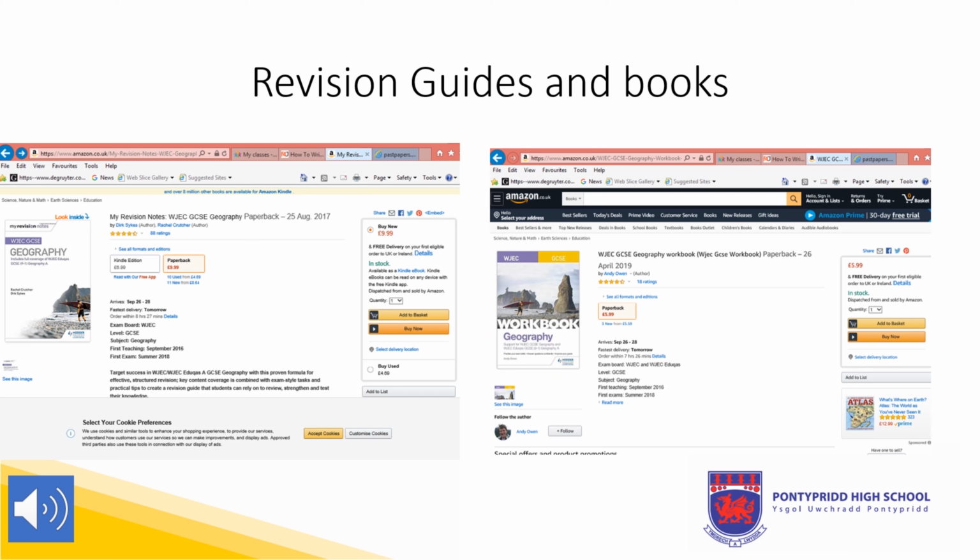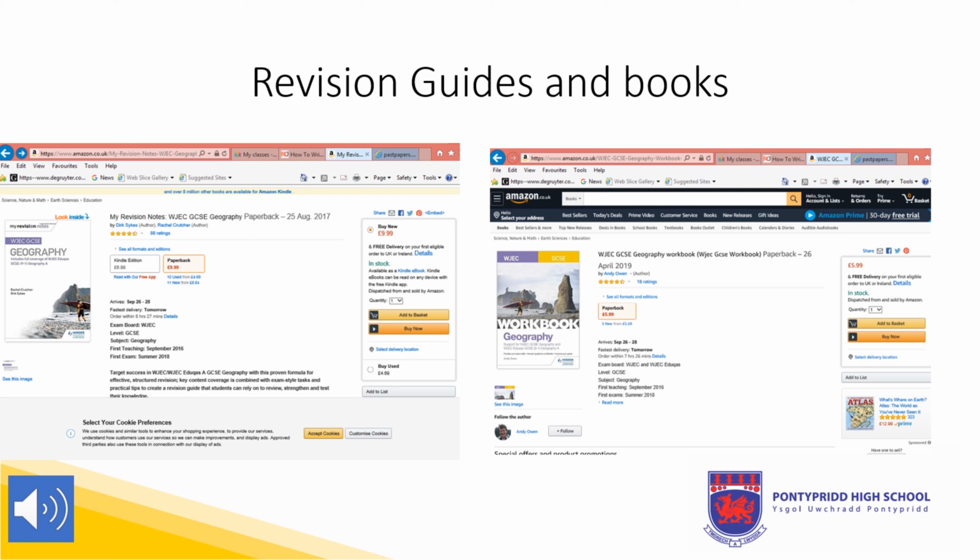In addition to websites, there are some textbooks that I would definitely recommend getting to revise for the exams. So the one on the left here on Amazon is WJEC GCSE Geography paperback, My Revision Notes, and it's £9.99. It's an excellent textbook. It includes all the themes that pupils are taught across their course. So it's only one book and everything's in the one book. It's very colourful and easy to understand the way that it's set up. There are past paper questions in there and hints and tips for the exam as well. So I would really, really recommend this book.